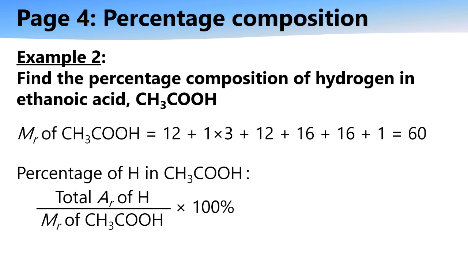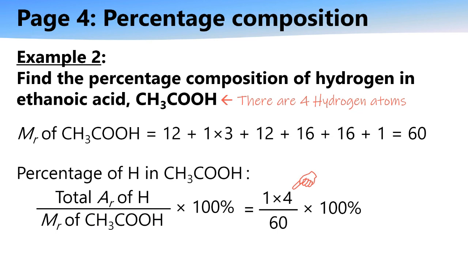Look at the formula. How many hydrogens are there? Yes, there are 4 hydrogens. Since the AR of hydrogen is 1 and there's a total of 4, the percentage of hydrogen in CH3COOH is 1 times 4 out of the entire thing, 60 times 100%. Take note again, it's times 4 because there are 4 hydrogen atoms in the entire thing. Calculating that, you'll get 6.67%. Pause here to copy down the workings.